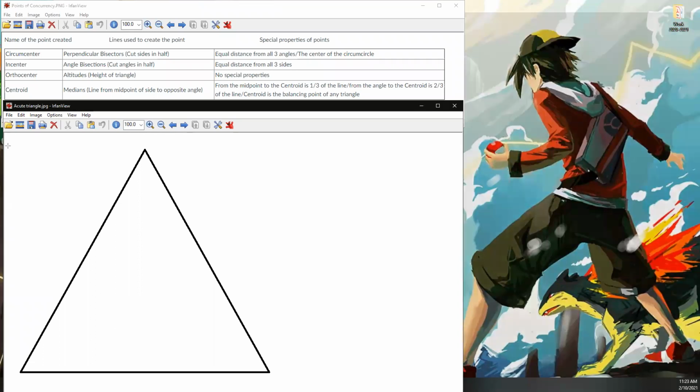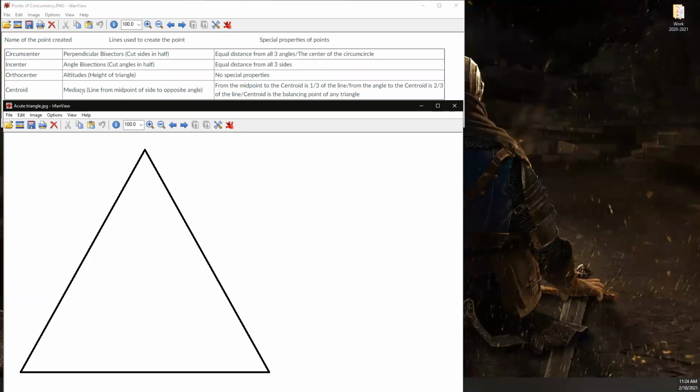So centroid is created by medians. A median is a line from a midpoint of a side to the opposite angle. Okay, that makes a little bit more sense. My bad. Yeah, so a median is a line from an angle to a midpoint. Angle to a midpoint, angle to a midpoint. So let me mark the midpoints this time, right? If I do the midpoint of the left side, we'll say it's right about here.